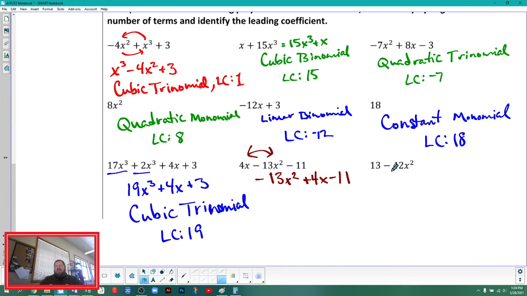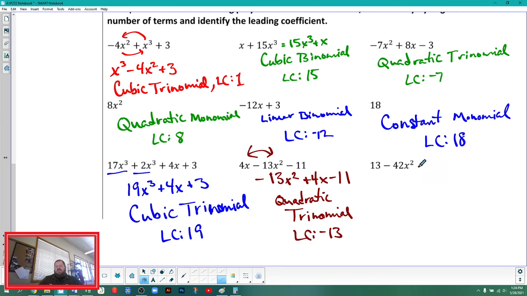That was actually kind of a bad thing to say, because you just have to pull the negative with the number that's negative. Here my 4 is positive and my 13 is negative, so I can flip them around. Anyways, we have a quadratic trinomial with a leading coefficient of -13.